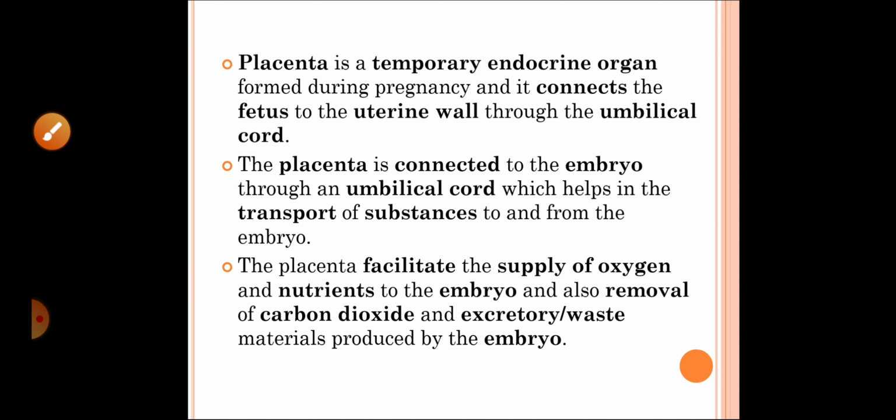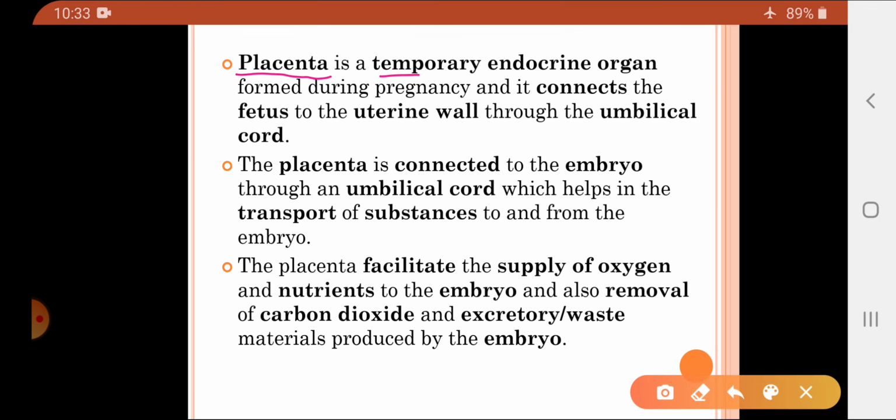Now this placenta is a temporary endocrine organ, which means it can secrete hormones, and it also connects the fetus to the uterine wall through the umbilical cord. So the placenta is a structure which connects the fetus to the uterus, or you can say the developing embryo is connected to the mother's uterus through the placenta by the umbilical cord. The placenta is connected to the embryo through an umbilical cord.